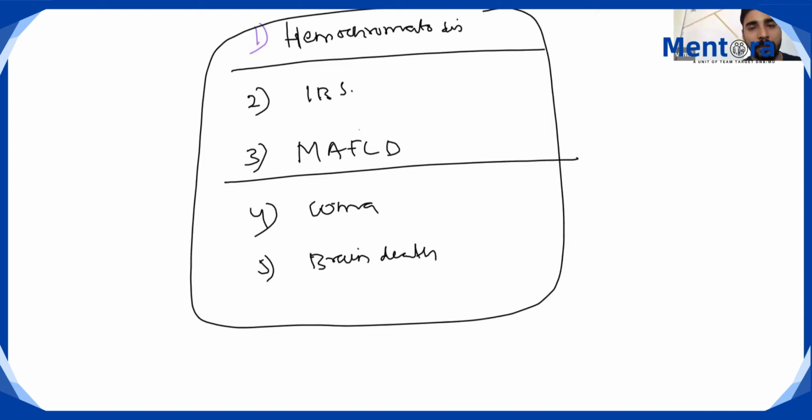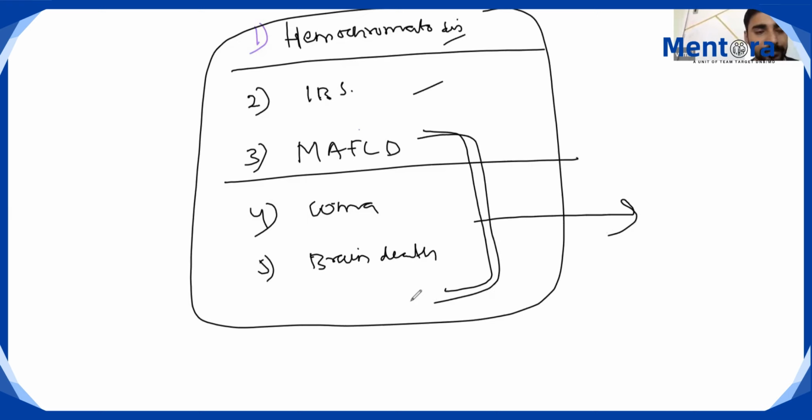In this, the coma and the brain death, these last 3 topics are very, very important, and it is difficult to write them from Harrison. So I will make it a simple thing. First we'll complete the simple things and then we'll go for the coma and brain death, right? So let us start our discussions. We'll start with hemochromatosis.